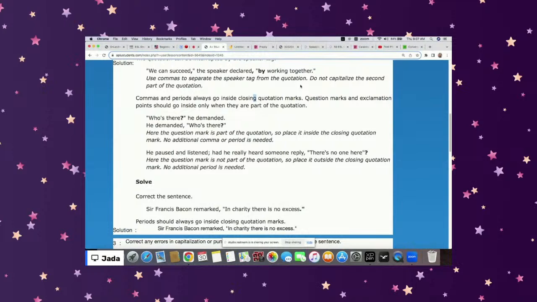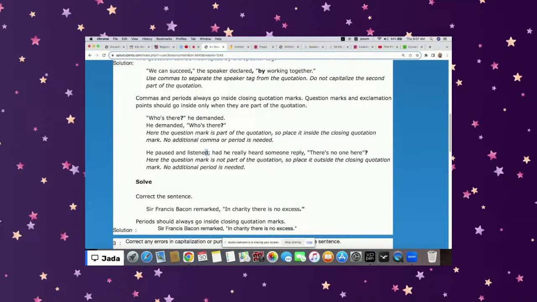Okay, so commas and periods would always go inside the closing quotation mark. Question marks and exclamation points should go inside only when they are part of the quotation. So remember that if you have a sentence that's asking a question and you want to put it in a quotation, for example, "What's your name?" That means the question mark is part of the question, so you have to put the question mark inside the quotation. But if they are separated, then you can put it outside, just like this.